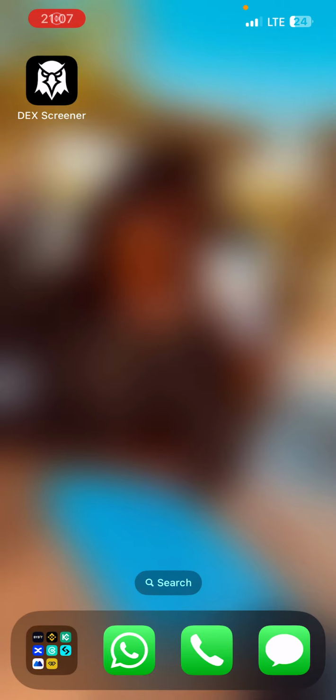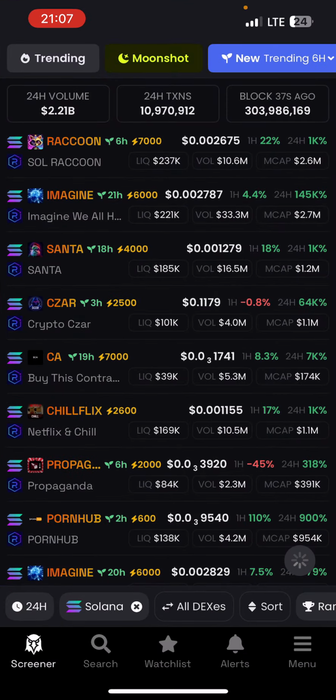This is just a quick tutorial on how to use the Dex Screener. So that is the Dex Screener application. You can find it anywhere, Apple Store, Play Store, wherever you can find it. So this is the main page after you've entered into Dex Screener.